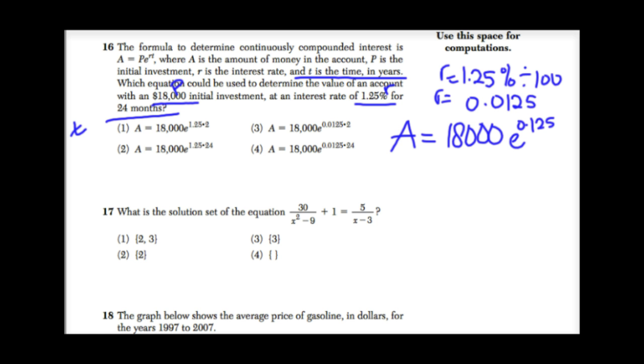And then we have our time as 24 months, but in the formula time is in years. So 24 months is equal to blank years. There are 12 months in a year, so we know that's going to be 2 years. So this will be times 2, which is choice 3.